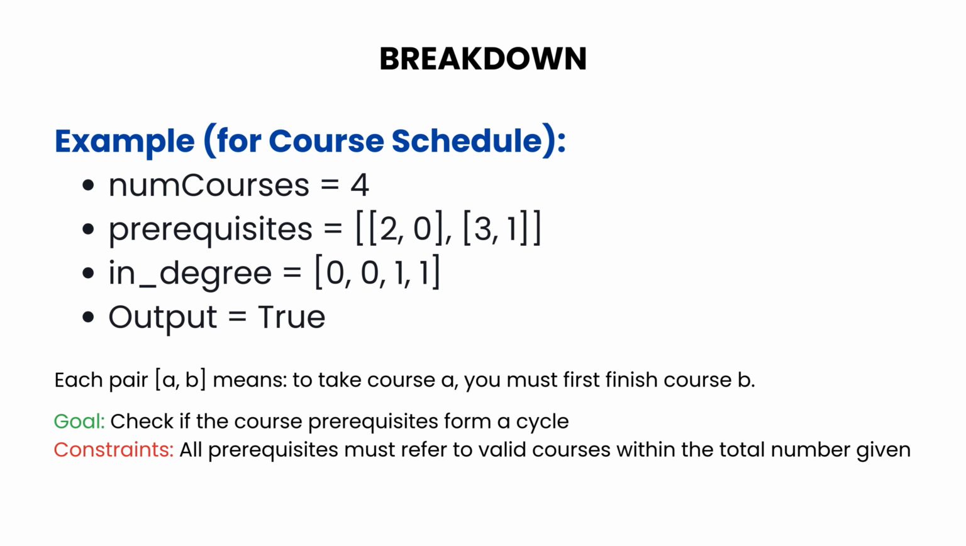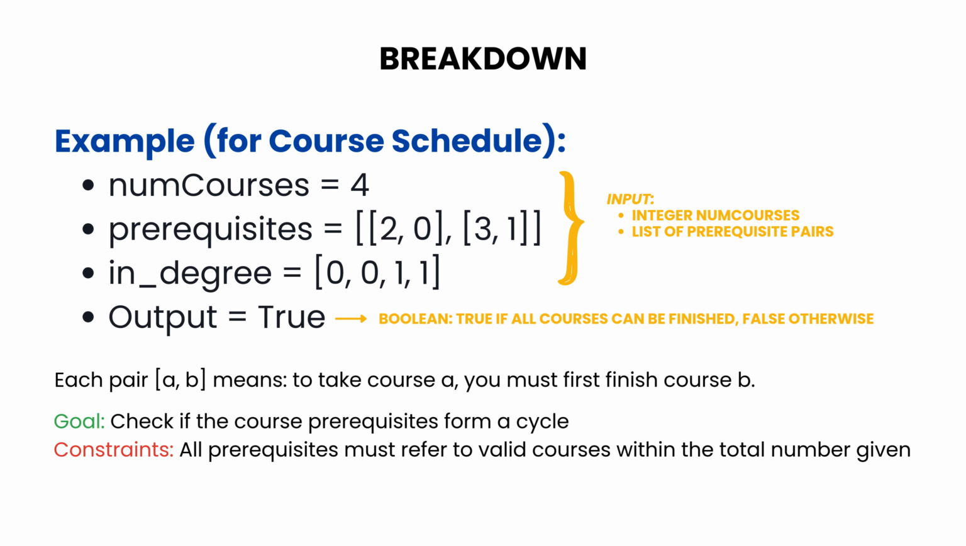The courses form a directed graph. Your task is to check if there's any cycle, which would make it impossible to finish all courses. The input is an integer numCourses and a list of prerequisite pairs. The output is a Boolean: true if all courses can be finished, false otherwise.